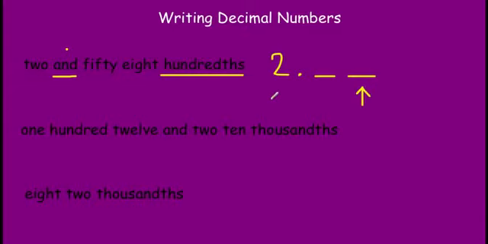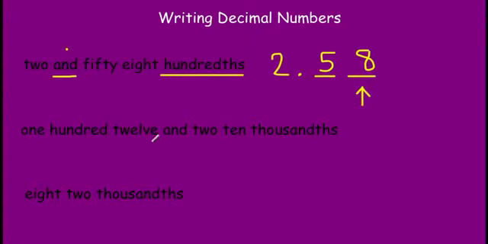So the 8 is going to need to go in the hundredths place. So again, we have tenths and hundredths. So we have 5 tenths and 8 hundredths. So it's 2.58 or 2 and 58 hundredths. Notice how the 8 is in the hundredths place. So let's look at the next one.